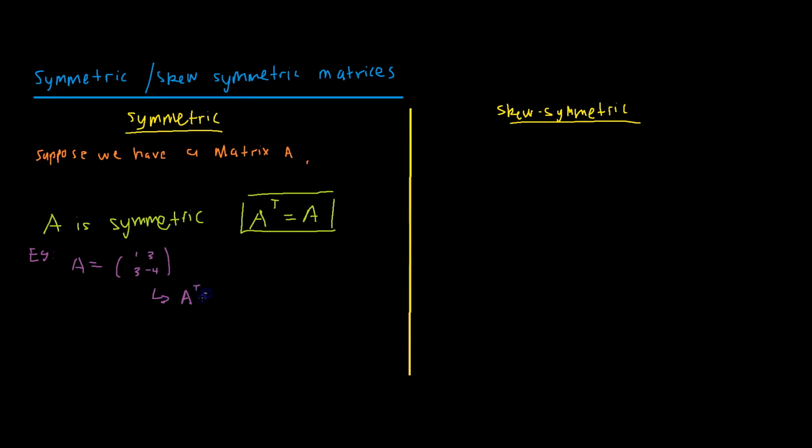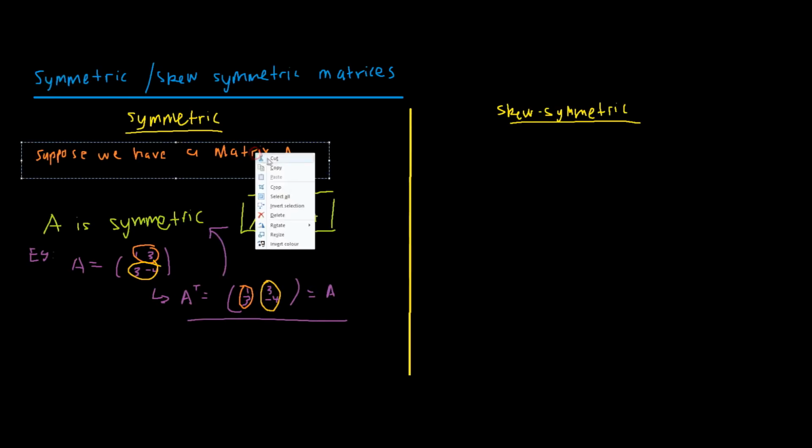Then taking the transpose of this matrix, where we just make the rows the columns for the transpose. So the row 1, 3 becomes the column 1, 3 in the transpose. And the row 3, negative 4 becomes the column 3, negative 4, which is equal to A. Hence, this matrix is symmetric.